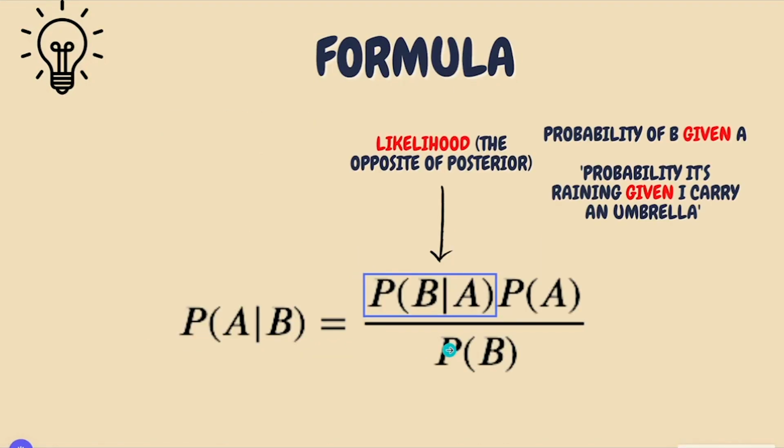On the right-hand side, in our numerator, the first term that we have is the likelihood. It's always the opposite of the posterior. So you notice that on the left-hand side, we have the probability of A given B. The likelihood is the opposite of that, the probability of B given A. So for example, the probability it's raining given I carry an umbrella.